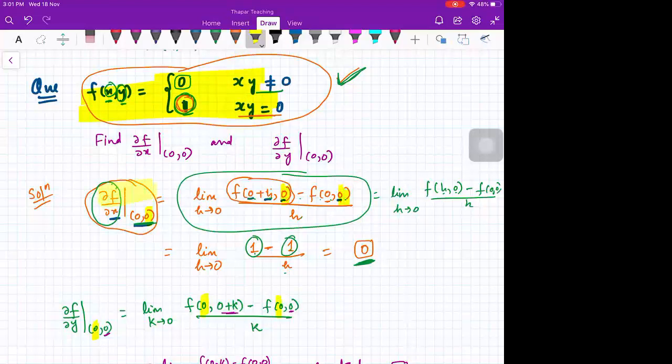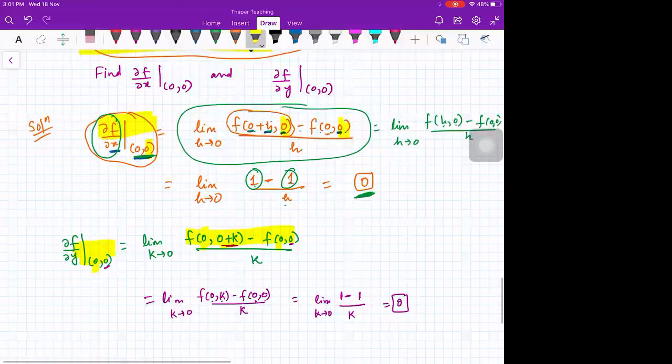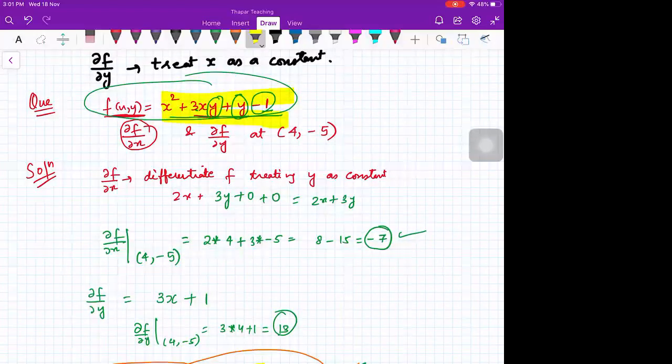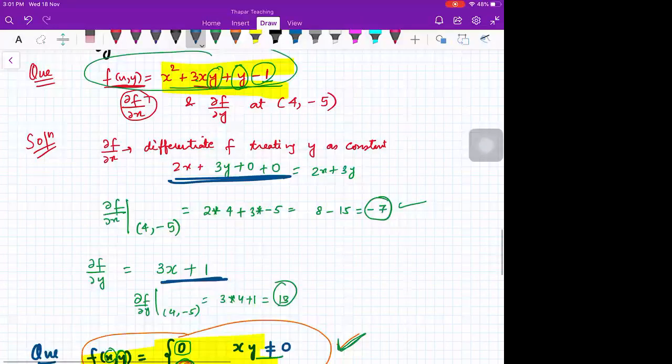So in most cases, when your function is defined like this, you will compute using the definitions, like here and here. But if you are given a polynomial function or some other function, like a trigonometric function, for which you already know that the derivative exists, because here this is nothing but a simple derivative, we just treat y as a constant, and here we are just treating x as a constant. So the polynomial remains the same.